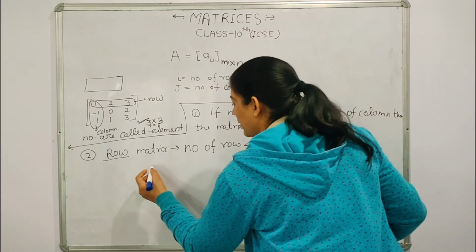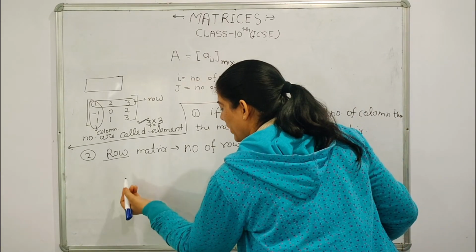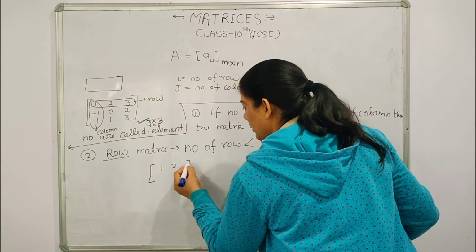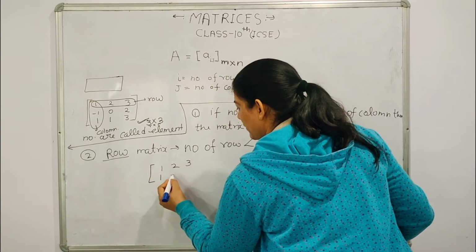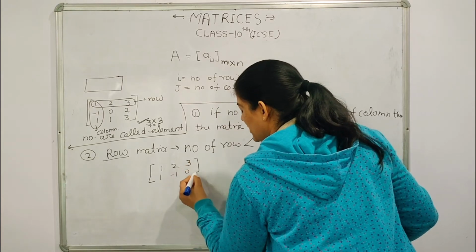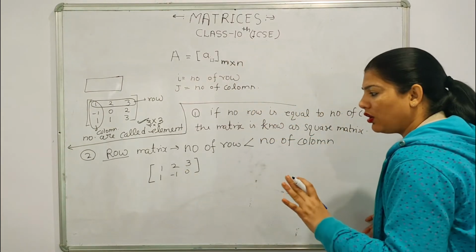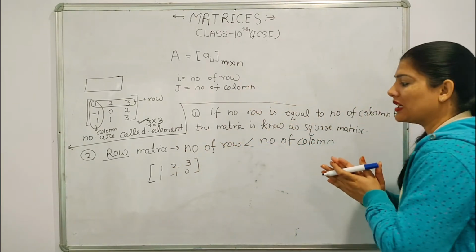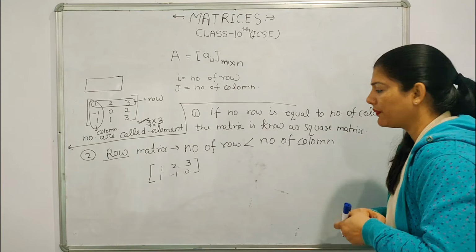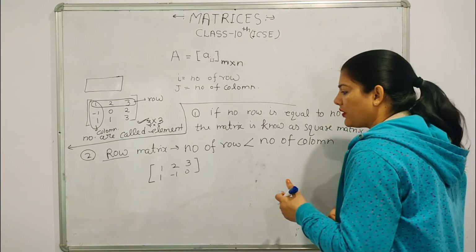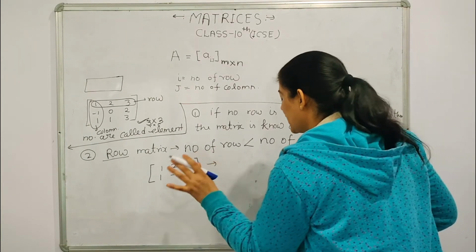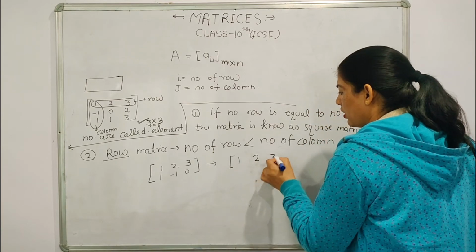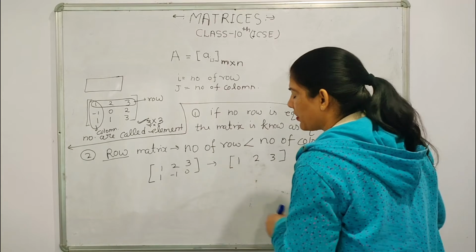So in this case you will write it as a row matrix, or the representation will be like this: 1, 2, 3, 0. Here you can see there are 3 columns and 2 rows. So you can see the representation is in a horizontal way. So this is called the row matrix. Or if there is only one row, then you can call it simply a row matrix.